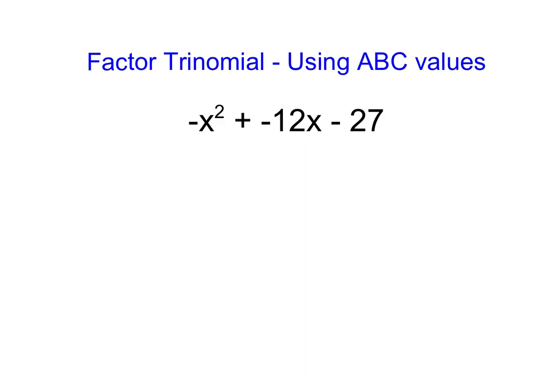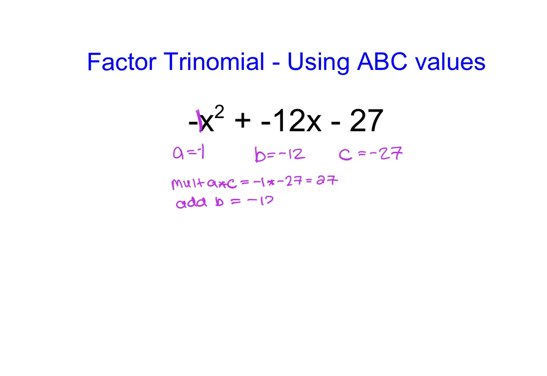So let's take a look at a second example here. Again, I need to start by finding A, which in this case is a -1, B, which I can see is a negative 12, and C, which is negative 27. And I'm going to start by finding two numbers that multiply to A times C, which in this case is negative 1 times negative 27, which is a positive 27. And then I need two numbers that add to B, which in this case is a negative 12.